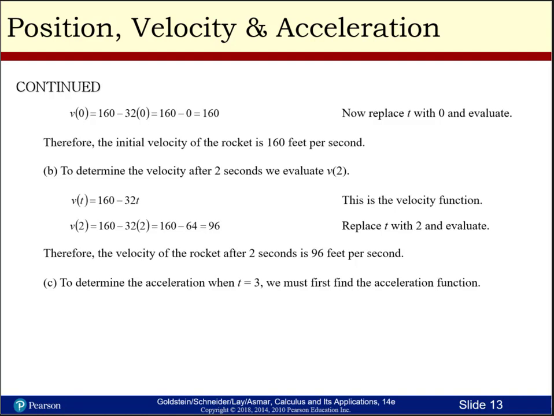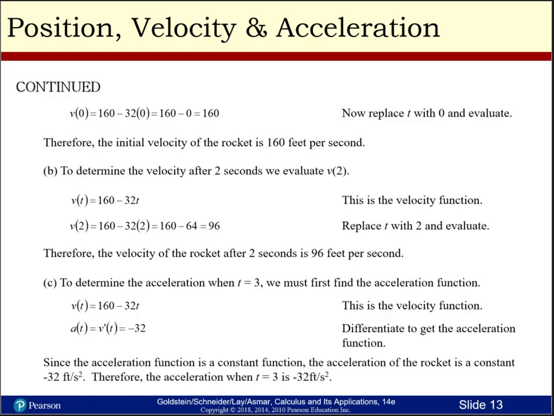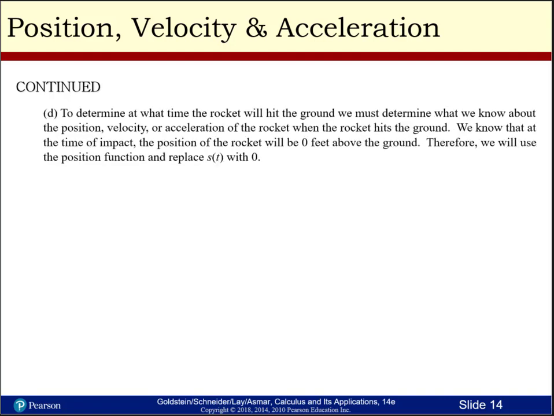Now, to determine the acceleration when t equals 3, we must first find the acceleration function. We already have the velocity function, so I'm just going to take its derivative and get the acceleration function. That means the acceleration is negative 32. Since the acceleration function is a constant function, the acceleration of the rocket is a constant negative 32 feet per second squared. Therefore, the acceleration when t equals 3 is negative 32 feet per second squared.